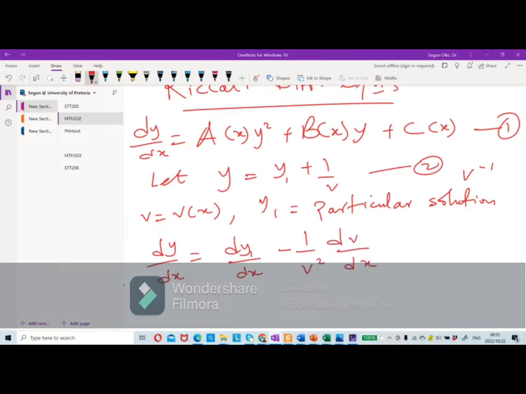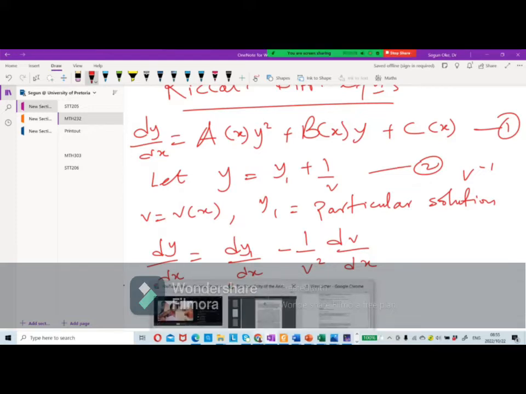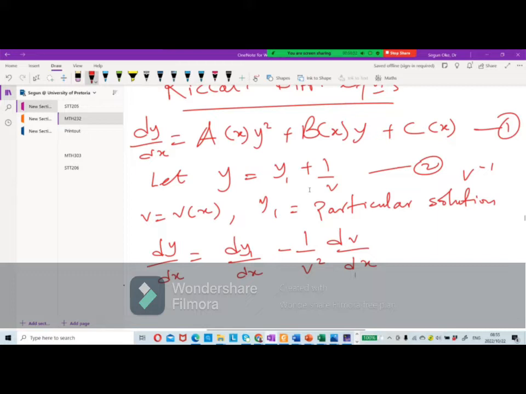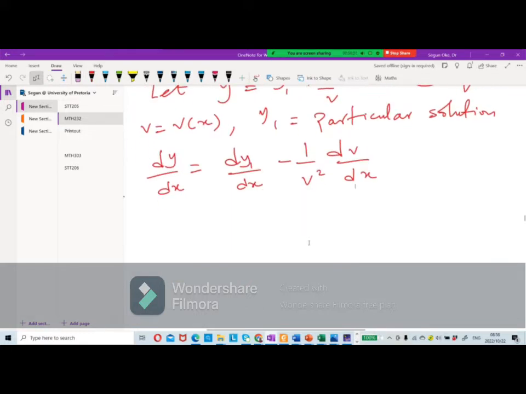of v raised to power minus 2. Yeah, that's what I put here. You can see. So it's going to be 1 over v raised to power 2. Then we can now substitute, solve this problem. dy/dx equals dy1/dx minus 1 over v squared dv/dx.